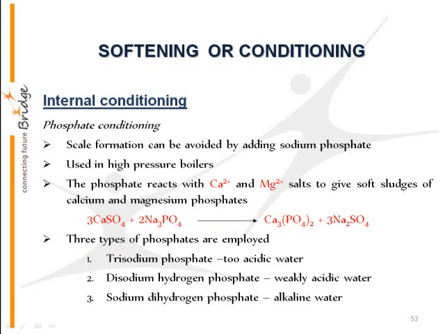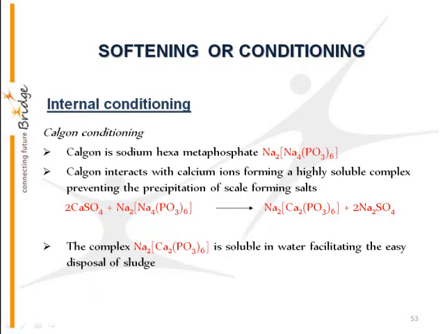Trisodium phosphate is used for highly acidic water. Disodium hydrogen phosphate is used for weakly acidic water. Sodium dihydrogen phosphate is used for alkaline water. Calgon is sodium hexametaphosphate, which interacts with calcium ions to form a highly soluble complex, thus preventing the precipitation of scale-forming salt. Calgon conditioning is better than sludge conditioning.